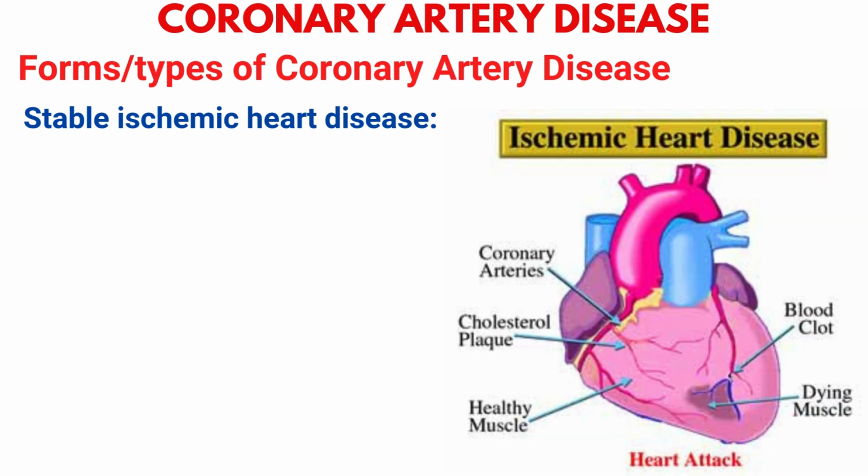Forms or types of coronary artery disease. Coronary artery disease is not just one disease, but several different conditions. The types include stable ischemic heart disease. This is a chronic form. Coronary arteries gradually narrow over many years.